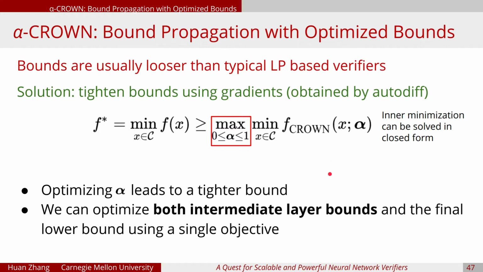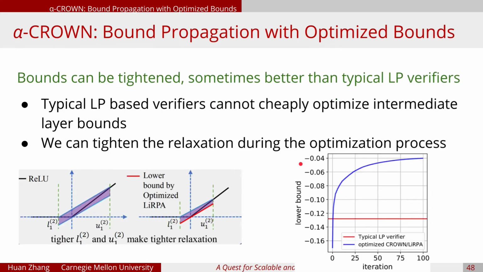And another trick we used here is that, as I showed before, to split the ReLU neuron into three different cases of active, inactive, and unstable neurons, we need to know the intermediate layer bounds L and U. And in this formulation, we can also optimize the intermediate layer bounds as well in a single optimization objective.